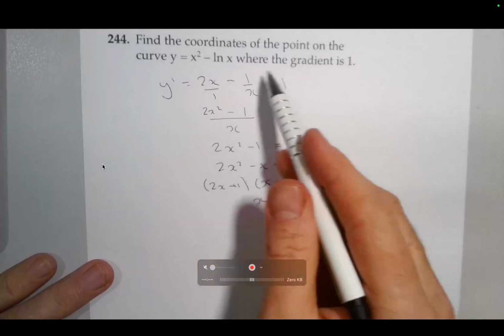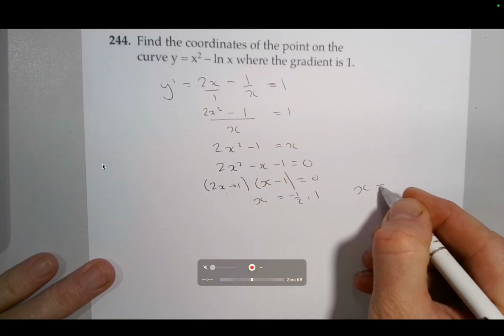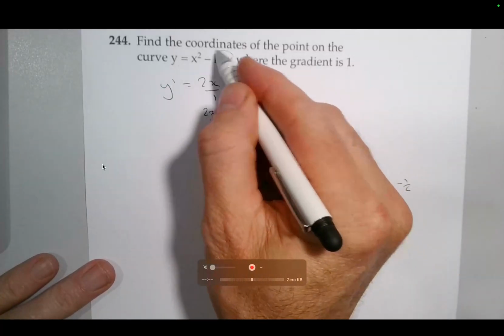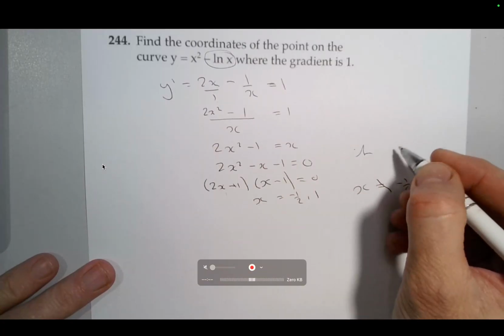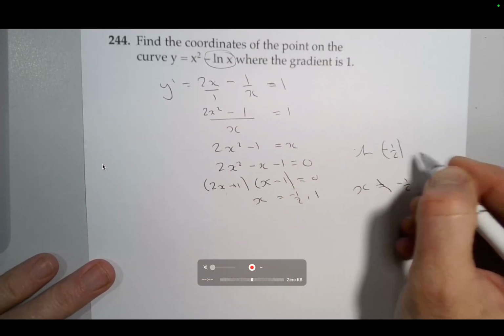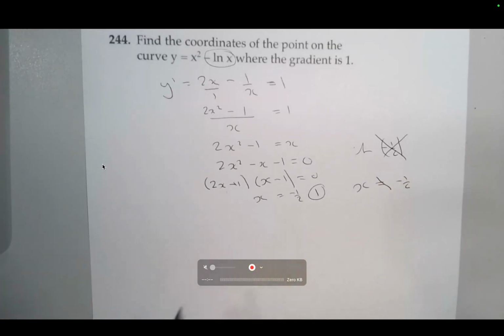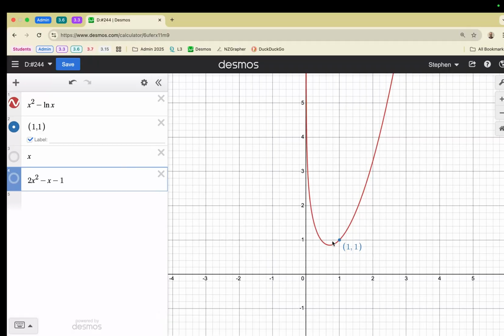Now, the problem here is one of those is a dud solution. You know, x cannot equal negative a half. Why? Because of this bit in here. So you can't have natural log of a negative a half. That's impossible. So that means the only solution is x equals 1. And if we look at the graph there, there is only one spot where there's a gradient of 1.